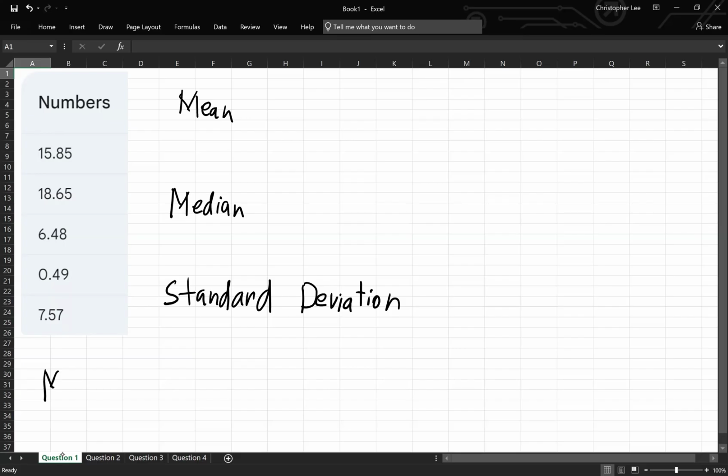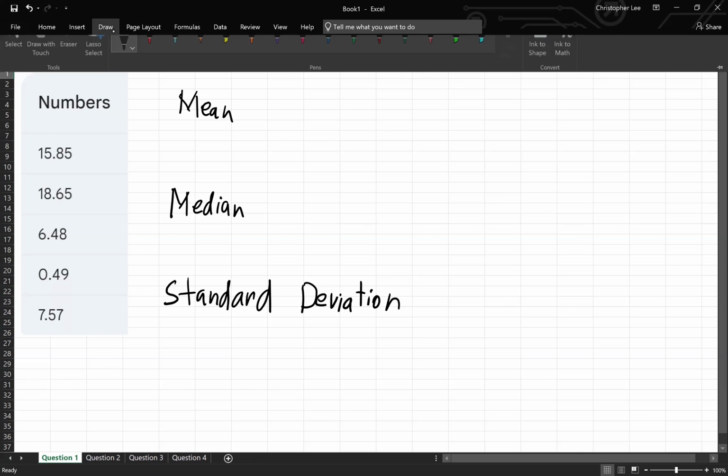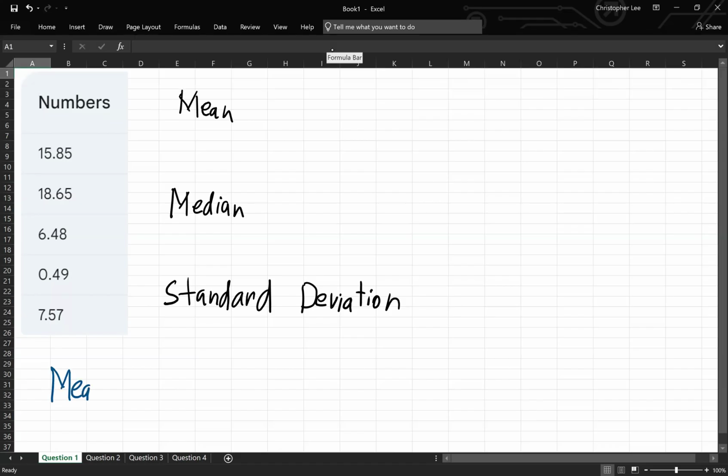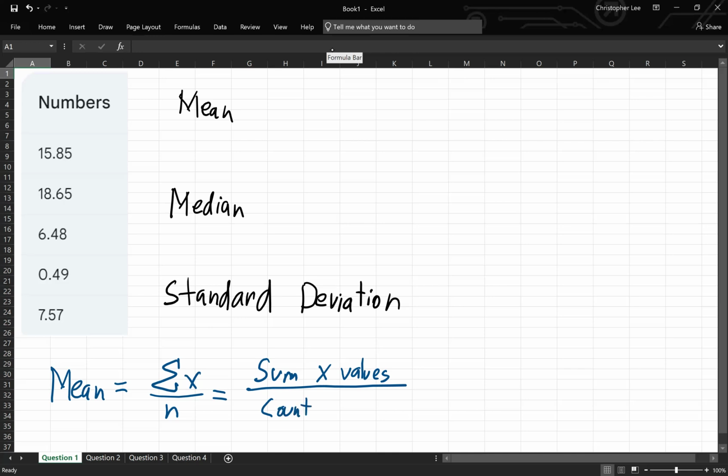Looking at our formula sheet, we know that the mean is equal to the sum of x divided by n, which means you want to sum the x values and then divide by the count of the x values. I feel like everybody is good with this. I'm gonna cheat a little bit because of the interest of time.